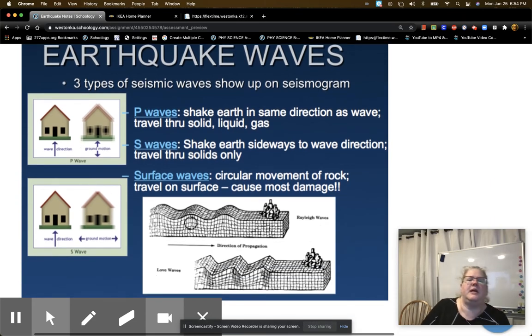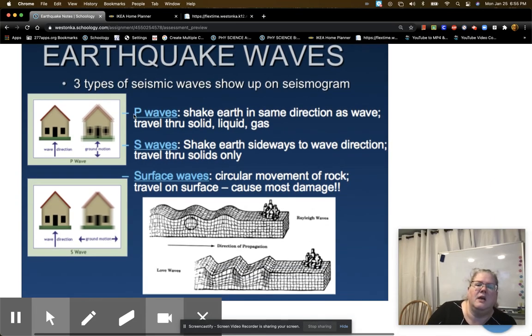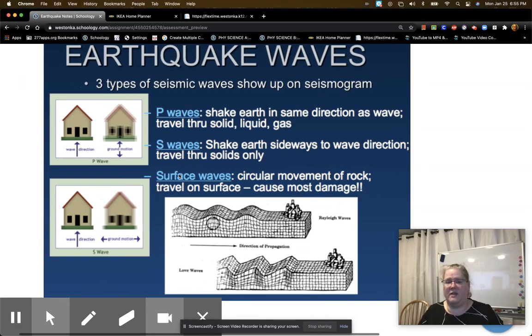So earthquake waves, 3 types: P waves, S waves, surface waves. P waves shake the earth in the same direction as the wave. They travel through solids, liquids, and gases. Okay. S waves shake the earth side to side, and they travel through solids only. These are not going to make it through the center of the earth. Surface waves, guess what? Travel in circular motion, kind of like that rolling motion along the surface, and these are the ones that cause the most damage. This would be if you try and take the slinky, you'd actually have to shake it up and down trying to get that motion.